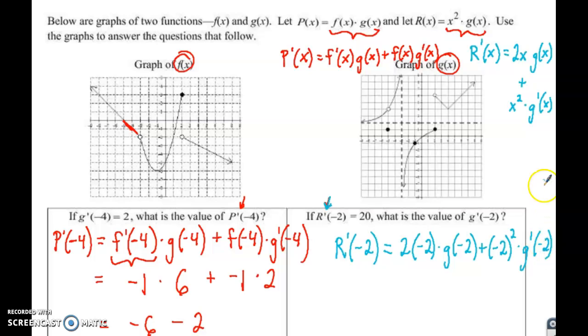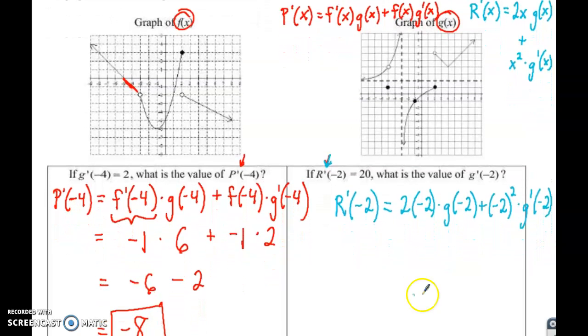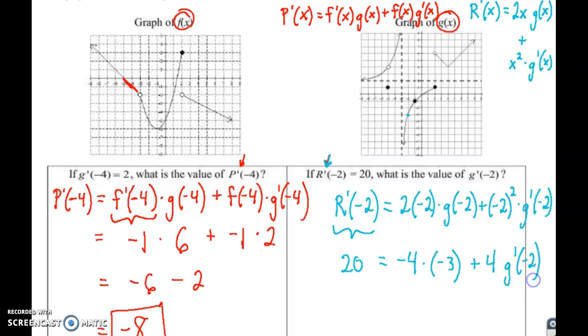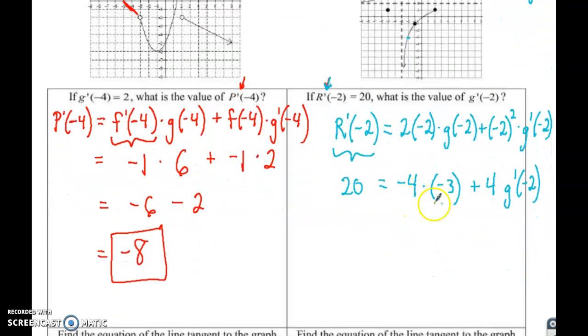See how difficult these problems get? I mean, they're not that bad. Well, anyway, they tell you r prime of negative 2 is 20. You can then figure out, okay, 2 times negative 2 is negative 4. Well, what's g of negative 2? Well, as I looked at it, it looks like it's negative 3. I know it might not be perfect, but if it's not perfect, then you're going to get an ugly number. Negative 2 squared is 4, and we're trying to solve for g prime of negative 2. So as I do this, this would be 12.